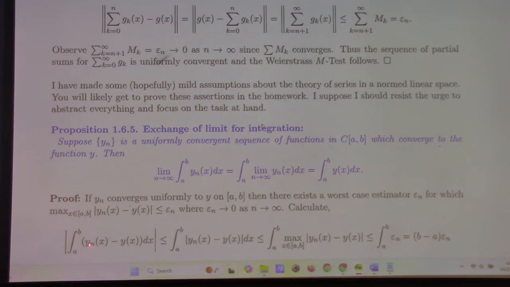That, by properties of integration, is less than or equal to the integral of the absolute value. This is like the continuous triangle inequality, essentially. But that's less than or equal to, of course, the maximum of this. That's like a direct comparison property for integration. I seem to be missing a dx right here.